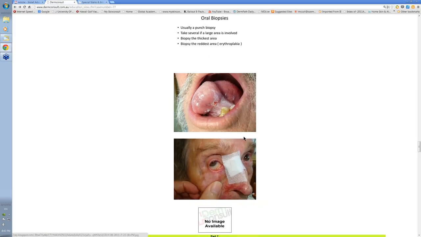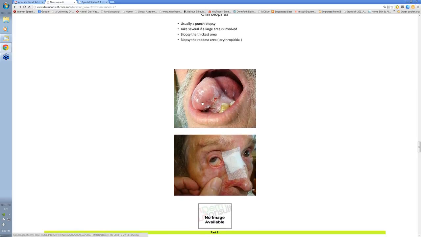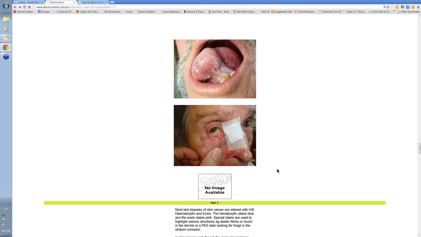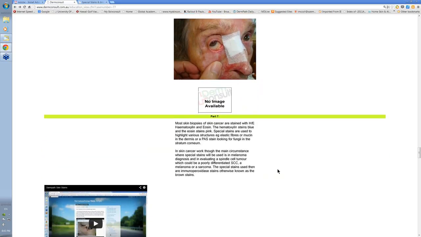And always look inside the mouth when you're looking at patients as well, and look for areas of leukoplakia or erythroplakia on the inside of the mouth. Erythroplakia is actually more serious or potentially malignant than leukoplakia is. So they certainly need to be biopsied.